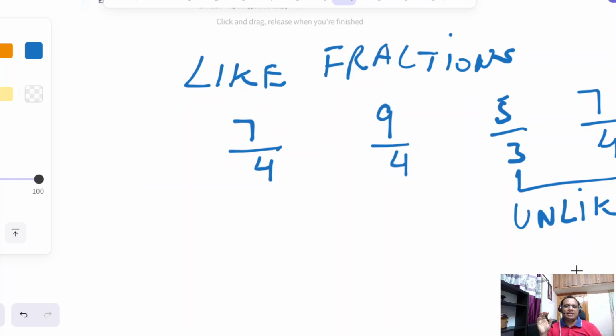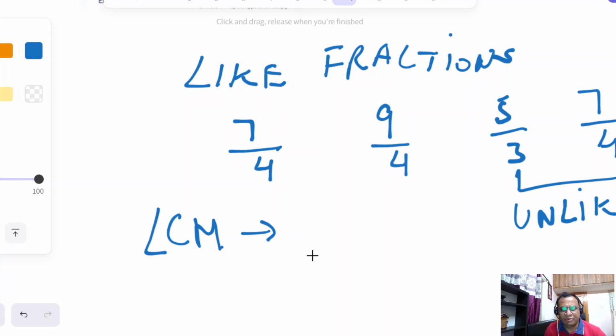So how can we add unlike fractions? You have to convert them into like fractions. Any fractions which have to be added, subtracted or compared have to be like fractions. If they are not, we have to convert them. How can we convert unlike fractions to like fractions? By taking the LCM of the denominators. In the last video also we discussed a little regarding LCM. In this class, let's discuss it once again.